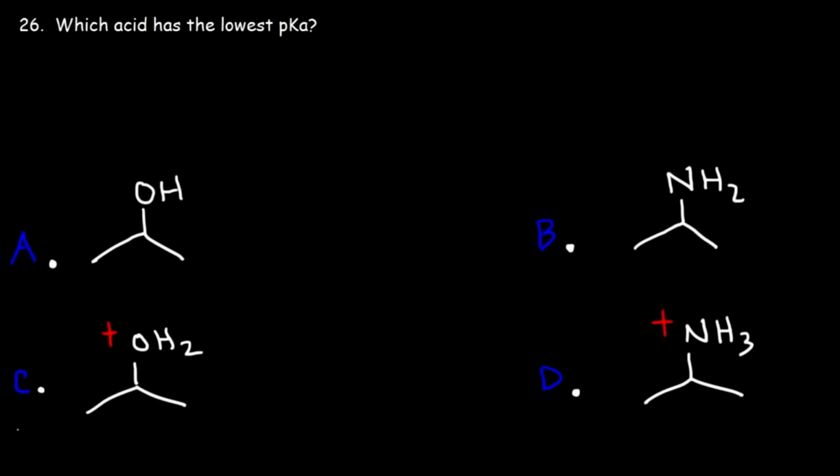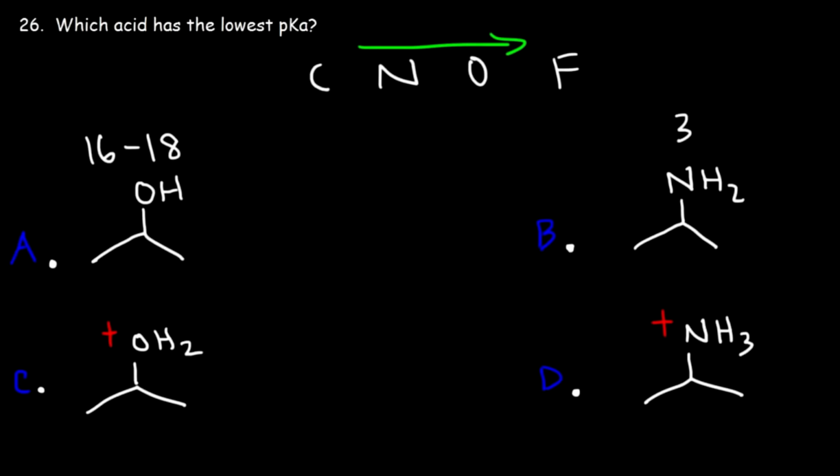Number 26. Which acid has the lowest pKa? Is it going to be A, B, C, or D? So how can we find the answer? Well, we can use the trend on a periodic table. As you travel from left to right, acidity increases due to increase in electronegativity. So an OH group is always more acidic than an NH2 group. Keep in mind the typical pKa of an alcohol is 16 to 18, and for an amine, it can be anywhere from 35 to 40.